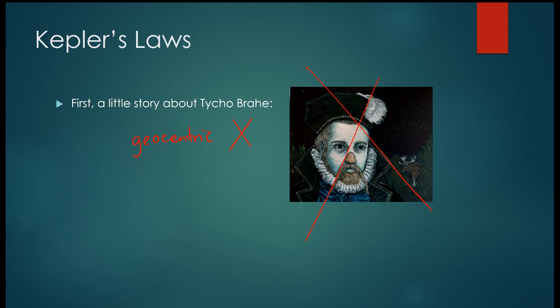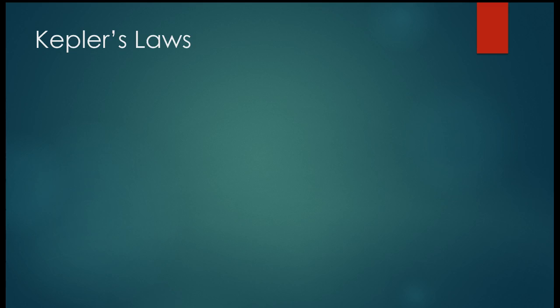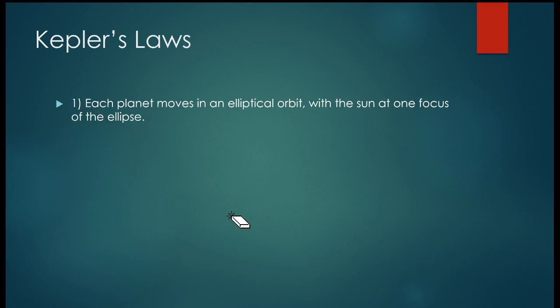So anyways, this may or may not be 100% true, but it's kind of an interesting story. So Kepler basically took this data and ran with it, literally, and he came up with 3 laws of planetary motion. So the first one is that each planet moves in an elliptical orbit with the sun at one focus of the ellipse. And we'll break each of these down one by one.